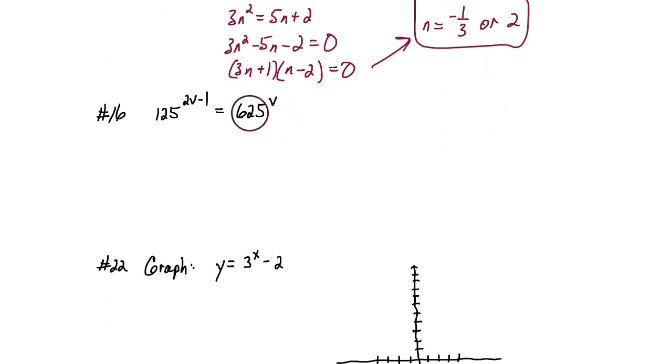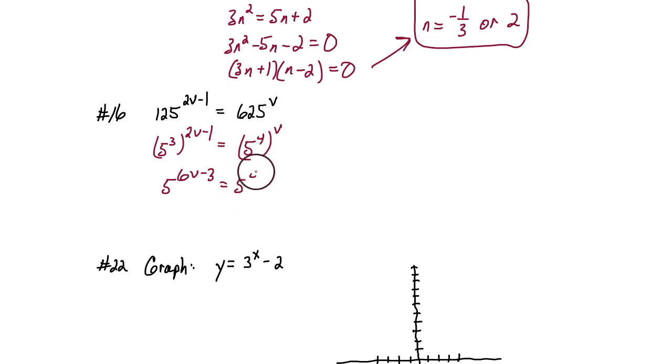For number 16, we have an equation with powers, but this time we don't have the same base. Let's rewrite 125 as 5 to the 3rd power, and rewrite 625 as 5 to the 4th power. Then use the rule about multiplying those exponents. Now that we have the same base, we can equate our exponents. 6v minus 3 is equal to 4v. Subtract the 4v and add the 3, then divide by the 2.